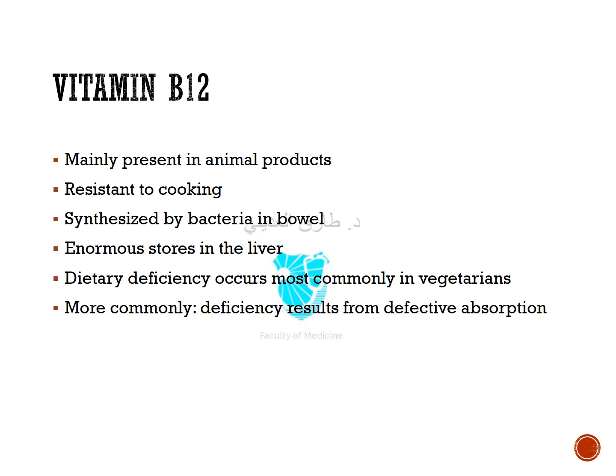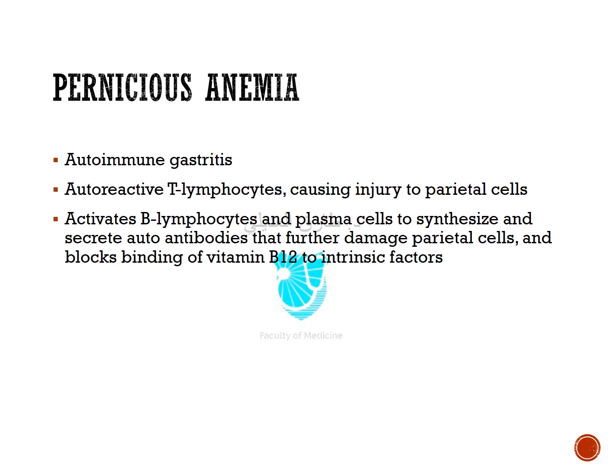Either by the diet, and this occurs in vegetarians. They don't eat animal products like meat, eggs, milk. All of them have vitamin B12. But more commonly, بيكون عندنا problem in the absorption. The most important disease اللي هو pernicious anemia, الأنيميا الخبيثة. Pernicious anemia, this is an autoimmune disease, autoimmune gastritis.